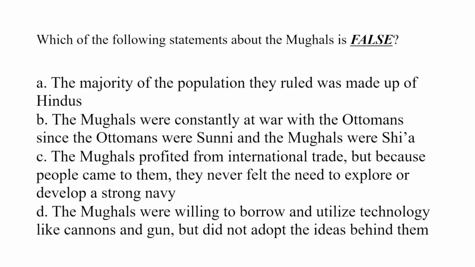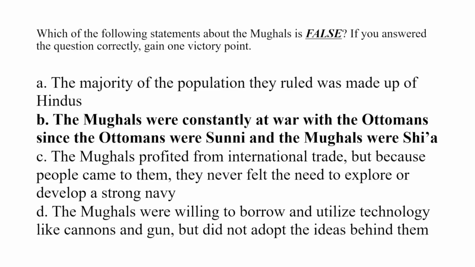Which of the following statements about the Mughals is false? A, the majority of the population they ruled was made up of Hindus. B, the Mughals were constantly at war with the Ottomans, since the Ottomans were Sunni and the Mughals were Shia. C, the Mughals profited from international trade, but because people came to them, they never felt the need to explore or develop a strong navy. Or D, the Mughals were willing to borrow and utilize technology like cannons and guns, but did not accept the ideas behind them. And the correct answer is B. Right? The correct answer was B.